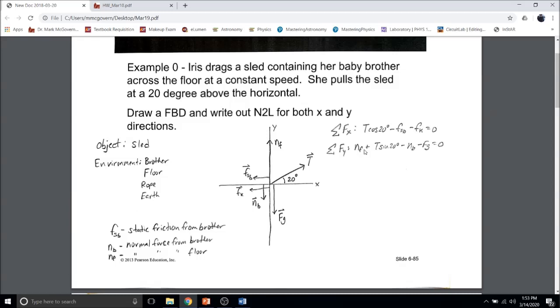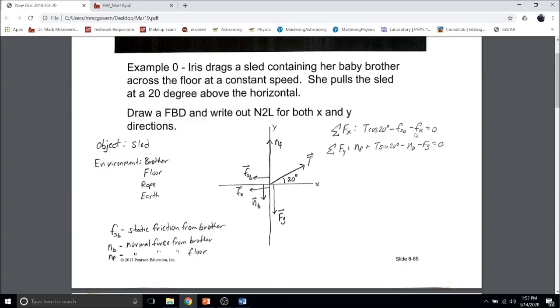Now, the baby brother and the sled do not move relative to each other. And in fact, the sled is going to be responsible for pushing the baby brother along. And so there has to be a backwards force from the baby brother on that. And so we have a T cosine 20 for our x direction, and we've got the two frictional forces that point to the left. And that's our Newton's second law.